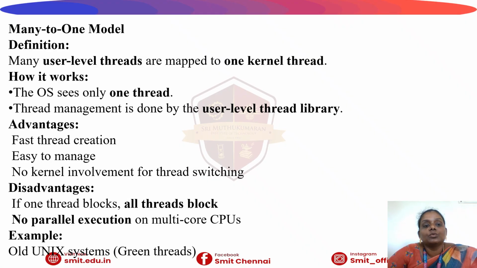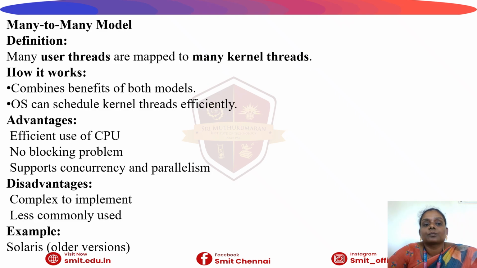And then the many to one model: many user level threads are mapped to one kernel level thread. The operating system sees only one thread, and thread management is done by the user level thread library. Advantages: fast creation, easy to manage, no kernel involvement for thread switching. Disadvantages: if one thread blocks, all threads block, and there is no parallel execution on multi-core CPUs. Example is old Unix systems.